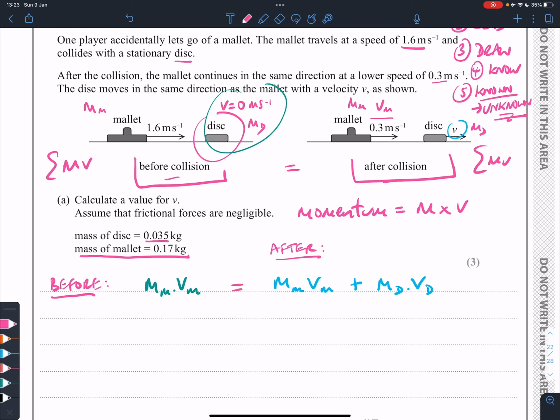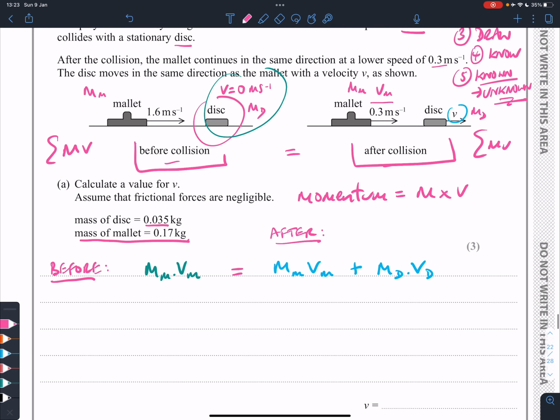So I'm going to rearrange it first before I put any numbers in, because usually that's the best thing to do so you don't get in a mess. I'm going to move this to the other side, and I'm going to say that the mass of the mallet times the initial velocity of the mallet minus the blue velocity of the mallet is equal to the mass of the disc times the velocity of the disc.